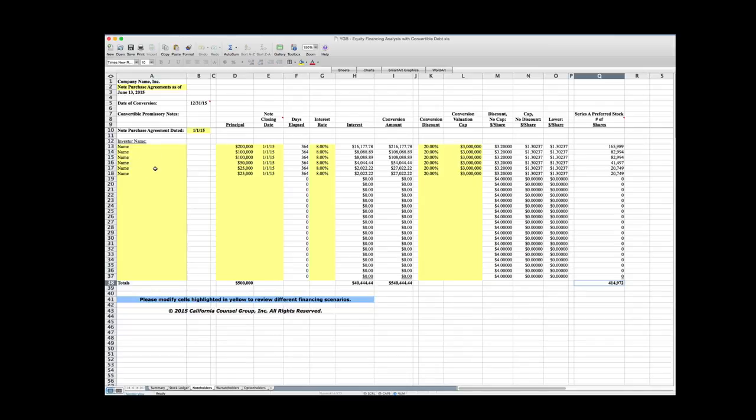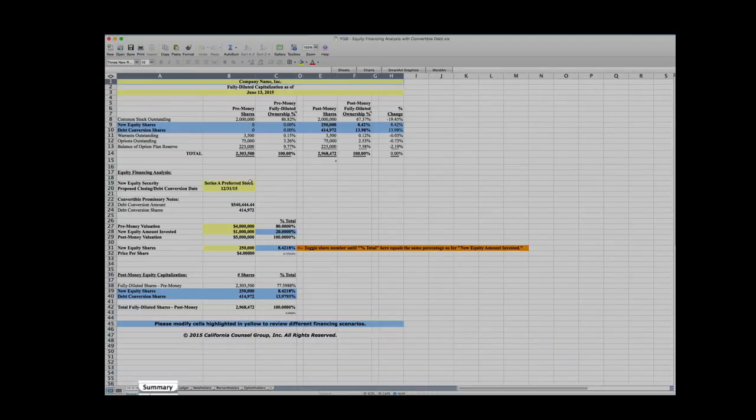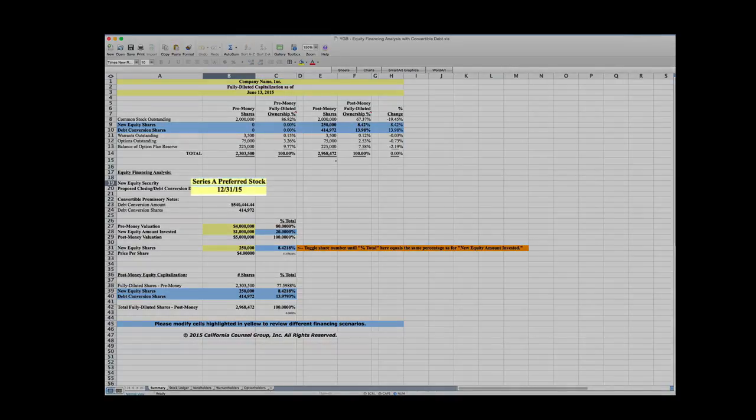So once we have all of those details in place, we can go back to the summary tab and let's work through the balance of the issues that we need to take care of here. So we're assuming that it's a Series A preferred stock financing round. That's the next equity financing round. We're assuming that the proposed closing date of the next equity financing round will be the end of the year, so December 31st, 2015. And this date is important because it's also the date that's used for the debt conversion date.